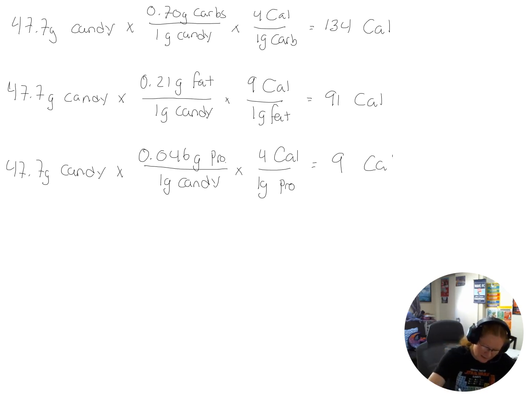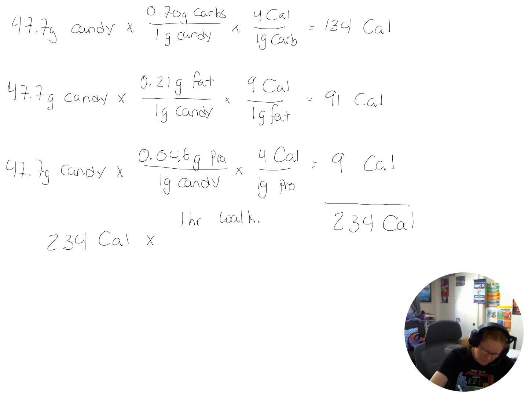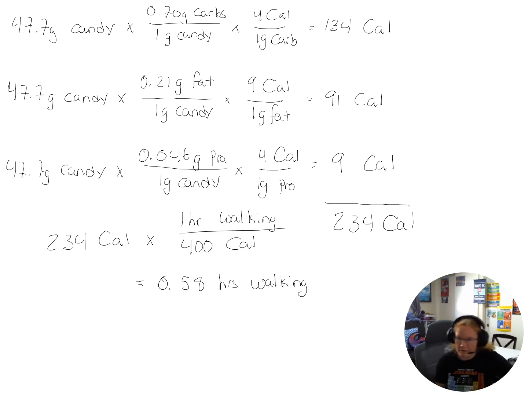All right, and then to get the total calories from the candy, we just add it all up. 234 calories. All right, so now we've got that average walking. So if I have 234 calories I want to burn off, I get 1 hour of walking for every 400 calories, 0.58. So we'd have to walk for a little over a half hour to burn off those 234 calories.